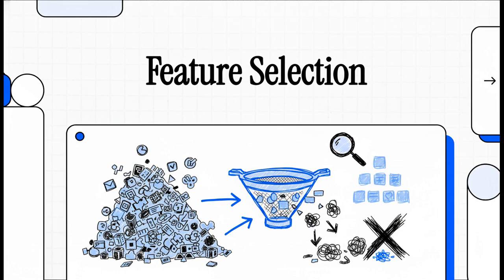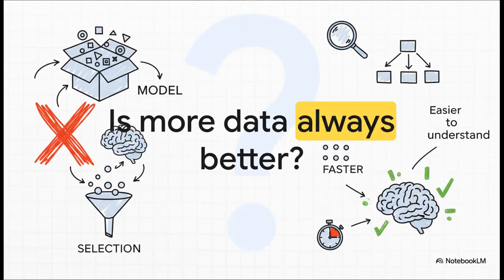But what if some of that data is actually hurting your model? Today, we're going to dive into feature selection. It's the art of picking the real winners from your data and tossing out the rest. I mean, that's the common wisdom, right? The more features you have, the more information your model gets, and the better your predictions will be.